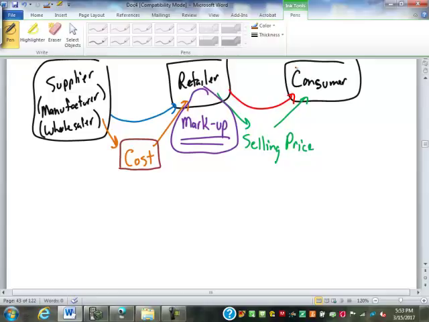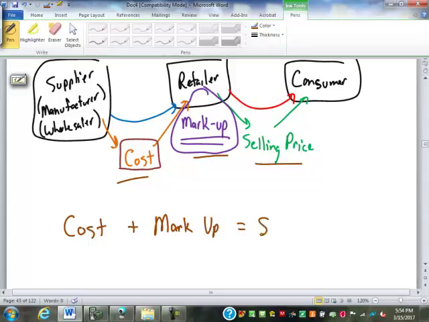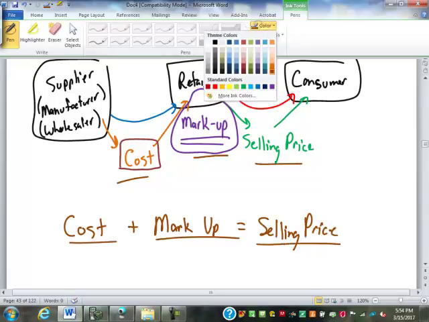So the main formula that governs all of this stuff that we outlined here is cost plus markup equals the selling price. You are going to get sick of that formula by the end of the night because we're going to spend at least an hour and a half with that being in about every third sentence of what I say.